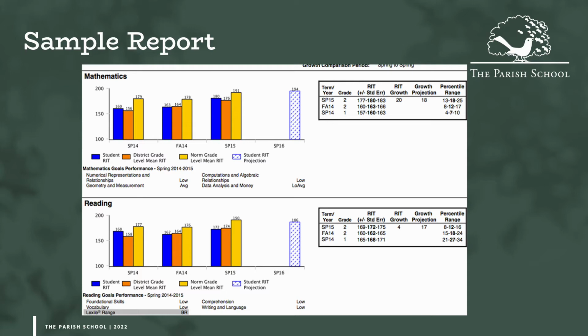And then this blue spotted one, especially in the fall, they'll give you a projected growth goal. And so what math is predicting is they would like to see this person get to a 186. That's just a projected goal. Because like I said, math is all about growth. And so they're trying to predict, we would like to see this kind of growth. And it shows what we would like to see.